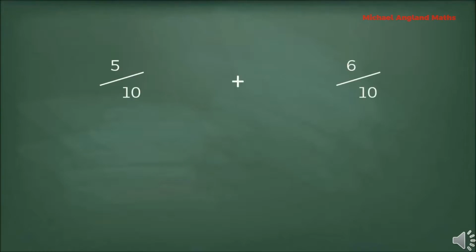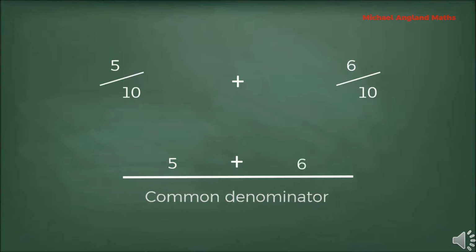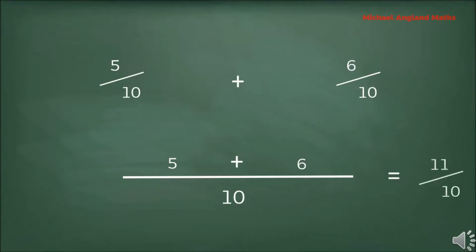5 over 10 plus 6 over 10. We have a common denominator, 5 plus 6 over 10, which gives us 11 over 10, because once we have a common denominator, we simply add the numerators.